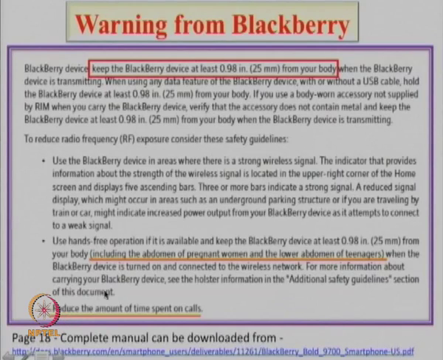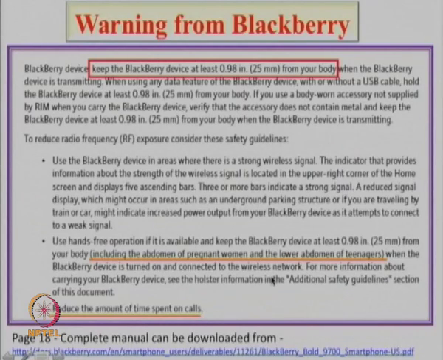Okay, let's see the last line here. It says, reduce the amount of time spent on calls. Now start thinking about it. Why does a cell phone manufacturer tell you to reduce the amount of time spent on calls? Because they know that there is a problem if you use it for a longer time.